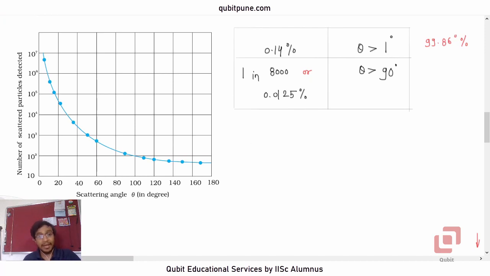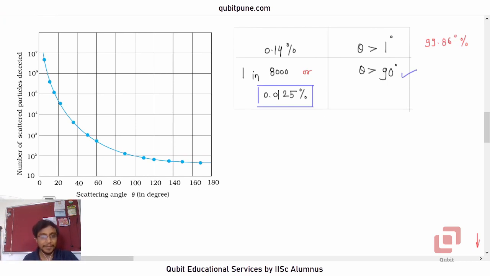And the number of alpha particles which suffered a deflection of greater than 90 degrees was only 0.0125%. These are the reasons why he concluded that the atom is mostly empty, but still its positive charge is concentrated at an extremely tiny region within the atom, which he called the nucleus. So this graph is actually the observation from which he concluded these things.